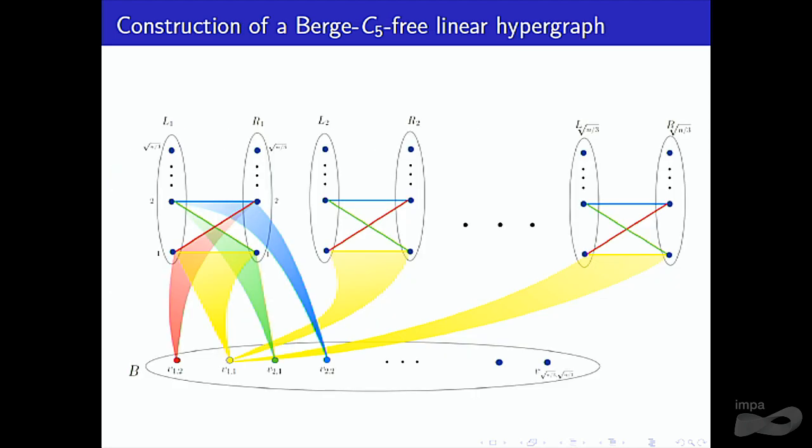So this is a construction. I got a little bit carried away by colors, but you know, it's easy to get attention by shiny things. So this is a construction of a Berge C5-free linear hypergraph.